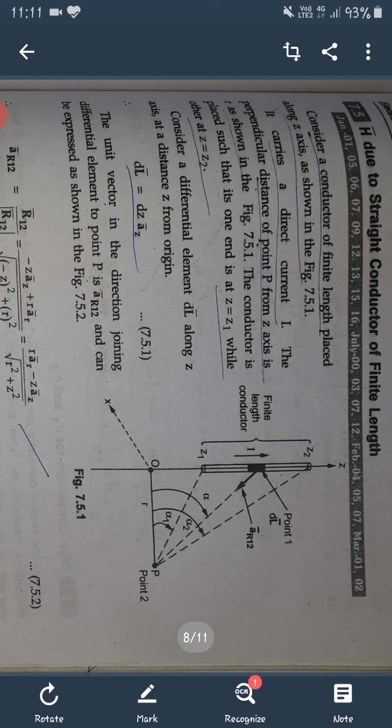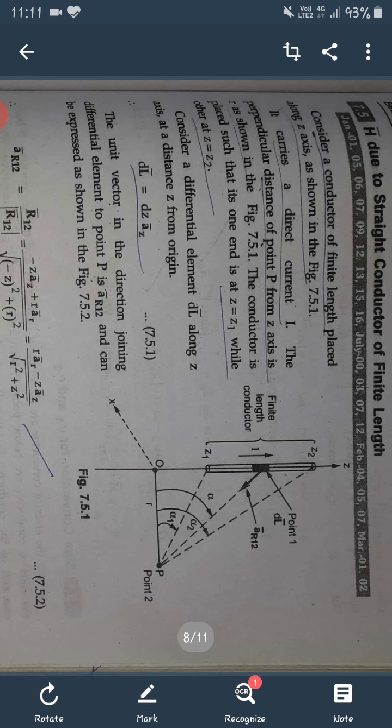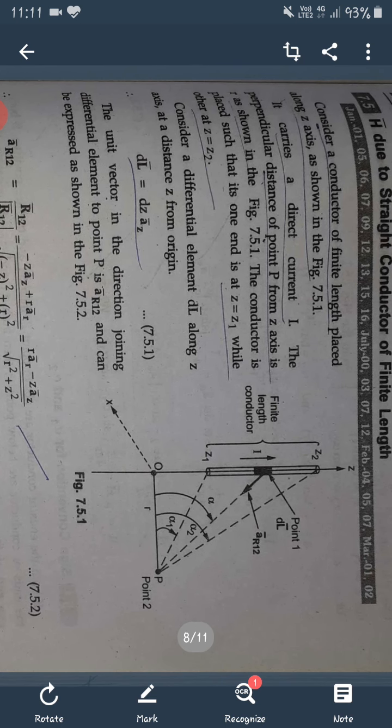Now we will study H due to a straight conductor of finite length. In the previous case we took infinite length. Now we will take a finite, specific length. Consider a conductor of finite length placed along the z-axis.